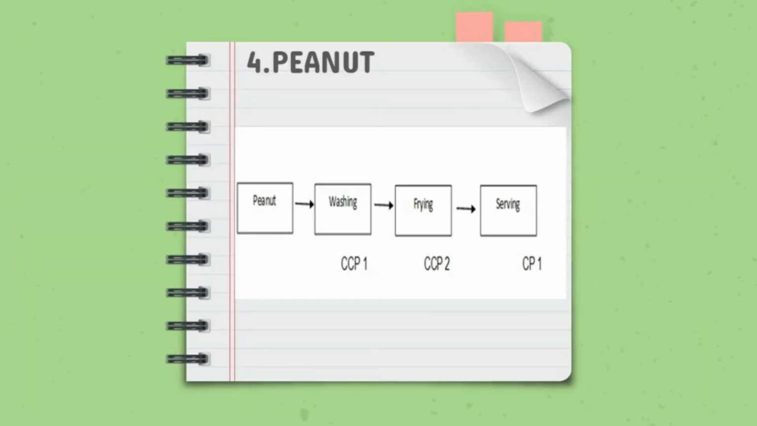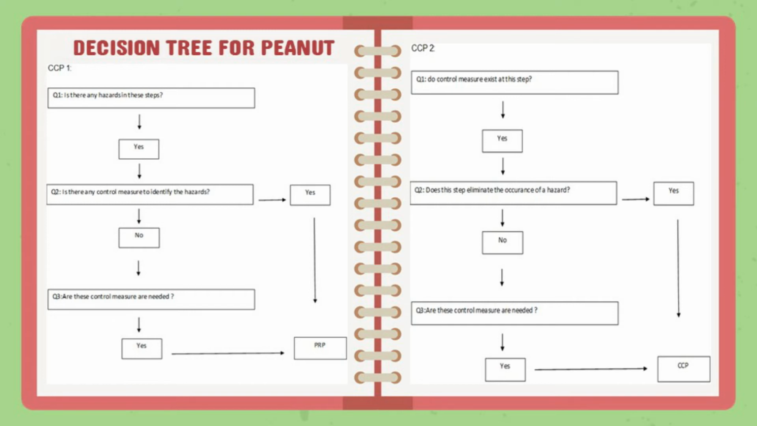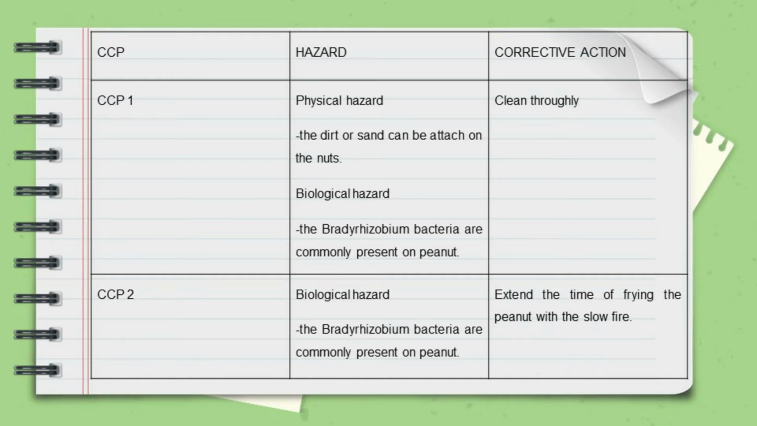Next is peanut. The peanut should be washed, then fried. After that, it can be served. The decision tree for the peanut: washing. Washing will be the PRP. The second is frying. Frying is CCP. The corrective action is to clean it thoroughly and extend the frying time for the peanut with low fire.